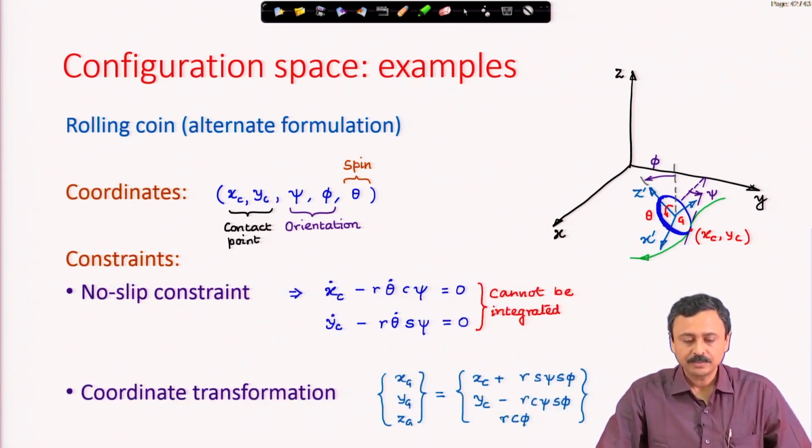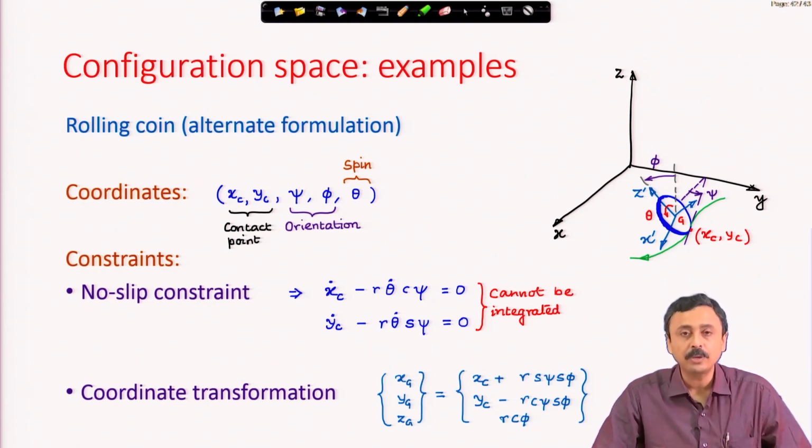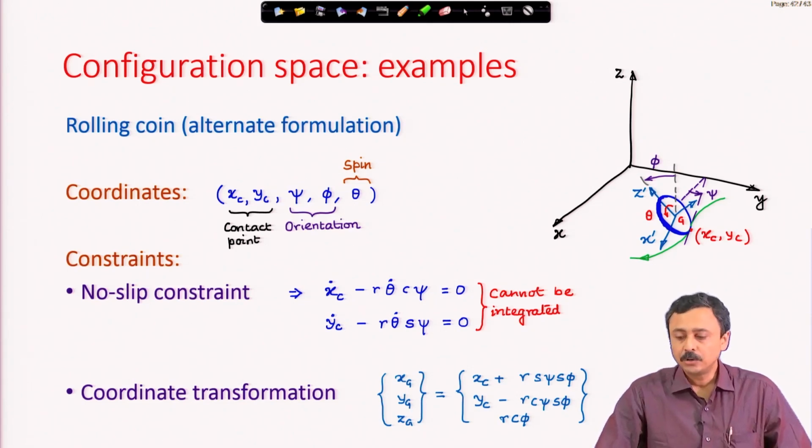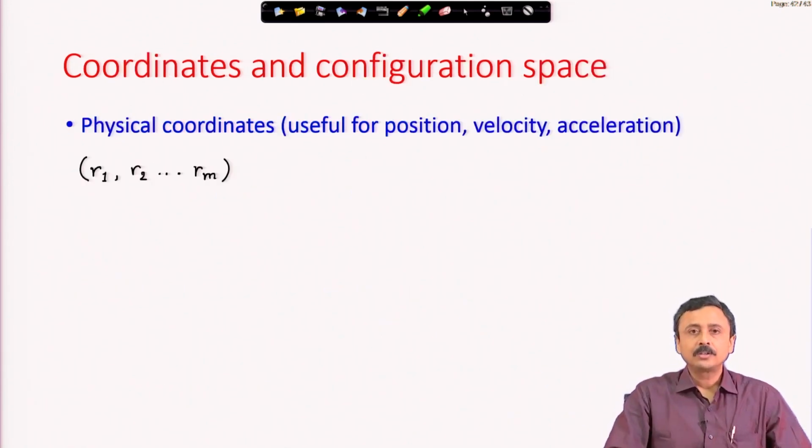Therefore, we have these coordinates, the non-holonomic or non-integrable constraints, and the coordinate transformation which we will now need to find out. Using these coordinates, I can now find out anything about the coin. I can find out the center of mass, for example, of the coin, and orientation I can definitely find because the rotation matrix is known to me. So, that completes the rolling coin problem alternate formulation.